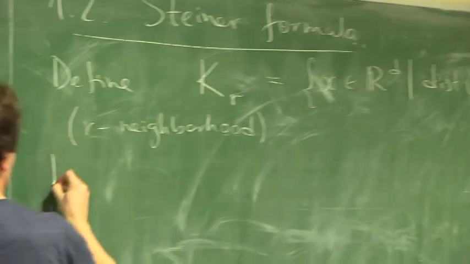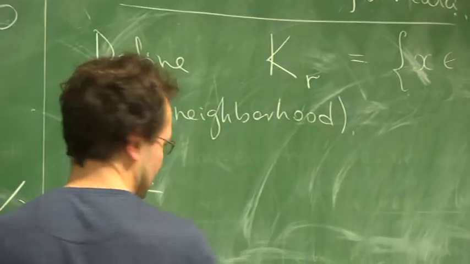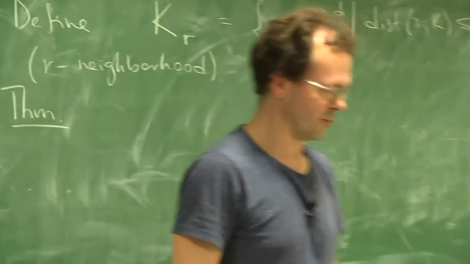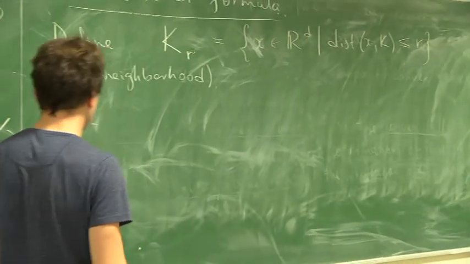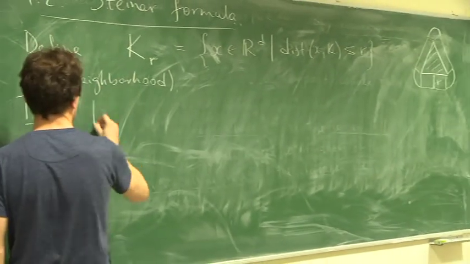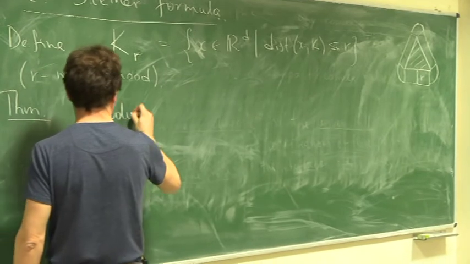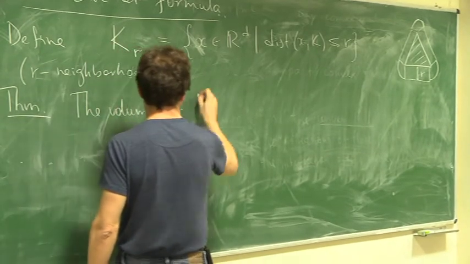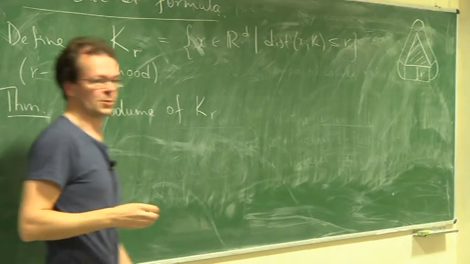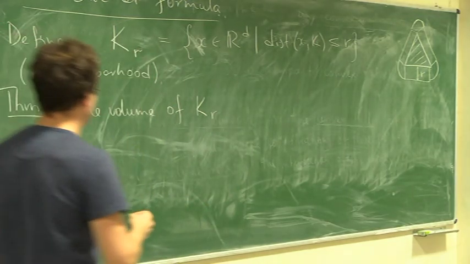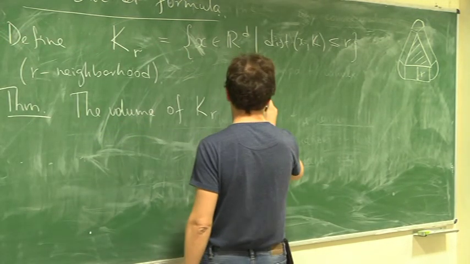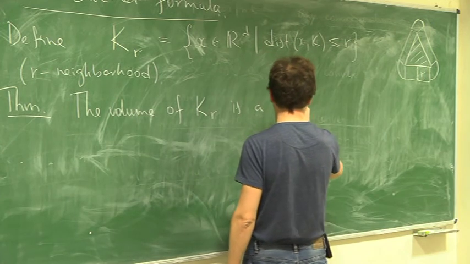Then the theorem, which is usually called the Steiner formula, is that the volume of K_r is a polynomial in r. It is a degree d polynomial in r.